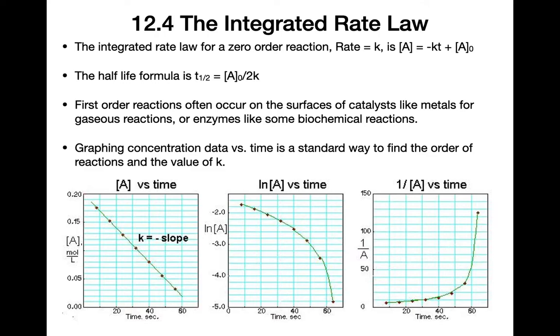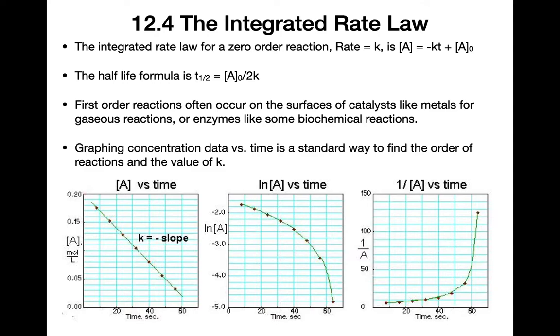So first order reactions often occur in situations where you have catalysts like metals, and those metals are catalysts for gaseous reactions, or if you have enzymes in some biochemical reactions. You can end up with first order reactions occurring. I'm sorry, do I mean to say zero order reactions? Let me check the book real quick. I think I might actually mean, because I'm including it here on this slide. Sorry about that. I should have got my ducks in a row a little better.